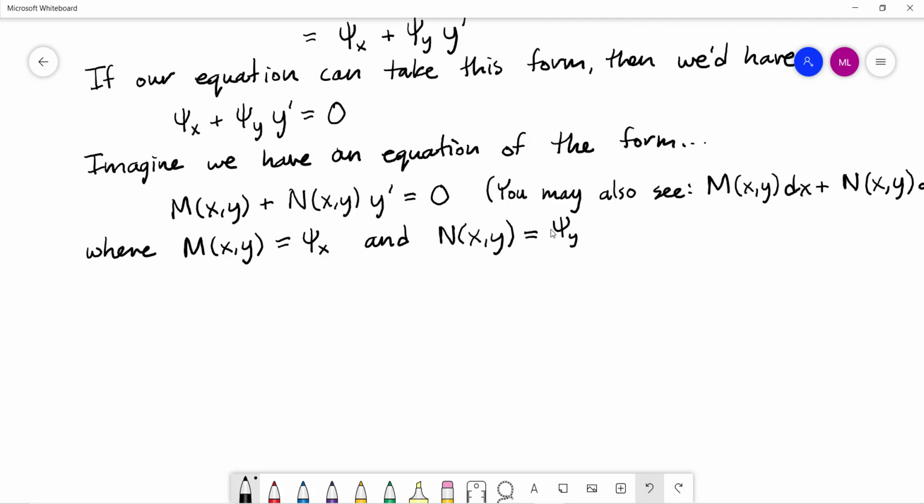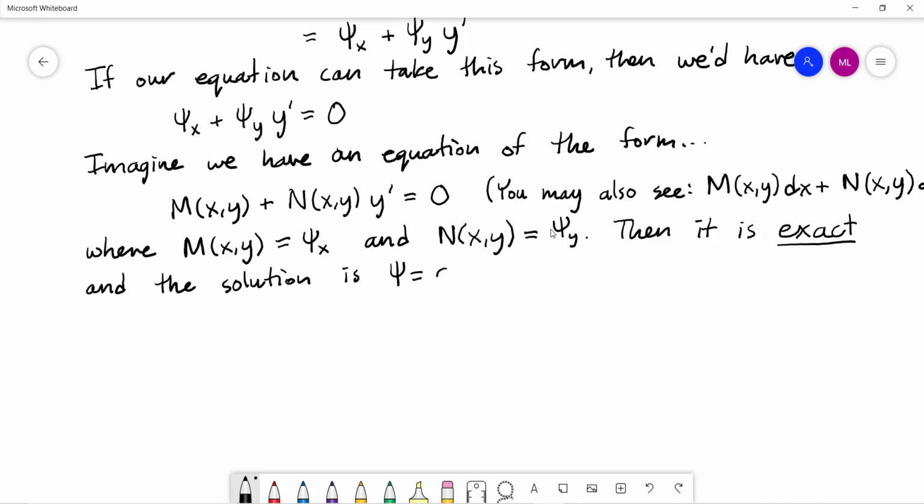Let me do a period here. Then the equation is exact. This is how we define an exact equation. And the solution is psi equals a constant. So this is our goal.